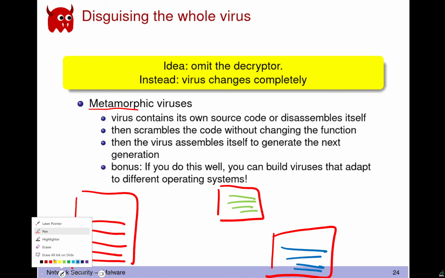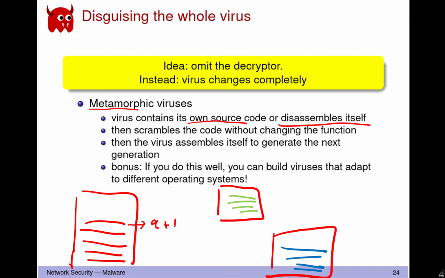What you can do is, it has its own source code. It disassembles itself, so that the machine code is recreated into the operations. Let's say we also have D plus E equals F. You can, for example, scramble the code by changing the order, because F and C do not take effect on each other. So you can change the order.